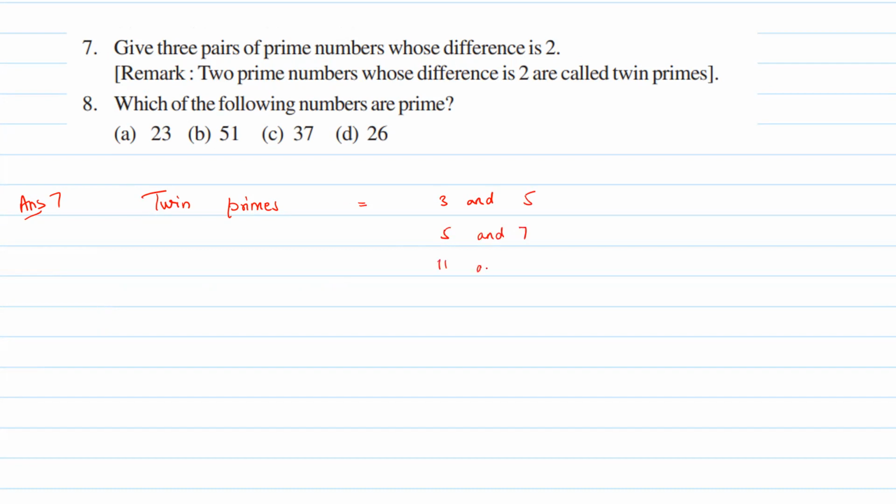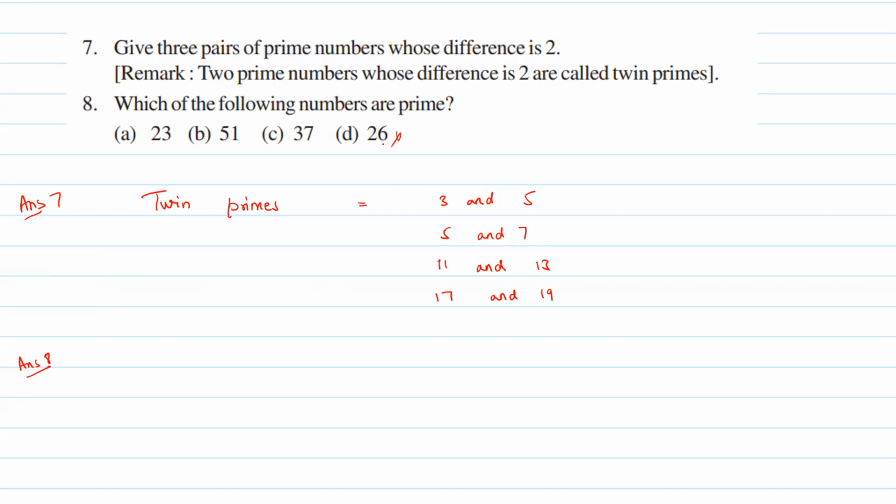It can be 11 and 13. Right? And if you want any more, you can write 17 and 19 like this. So answer 8. Which of the following numbers are prime? Now in this, D is not prime because it is 26, an even number divisible by 2.